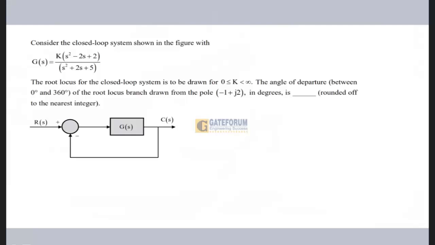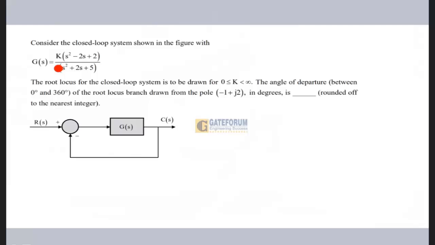Hello students. This particular question was asked in GATE 2024 control system. So this is a control system question. Here they're asking: consider the closed loop system shown in the figure with G(s) equal to K times (s square minus 2s plus 2) over (s square plus 2s plus 5). So a complex pole is there, a complex zero is there, right? So the angle of arrival will also exist and the angle of departure will also exist.